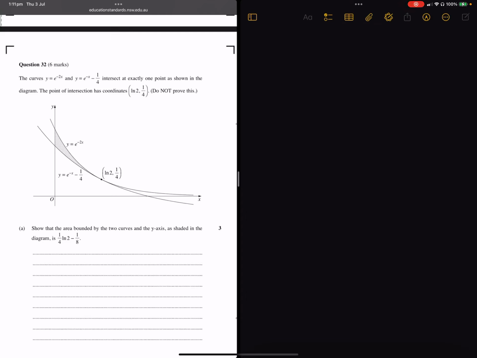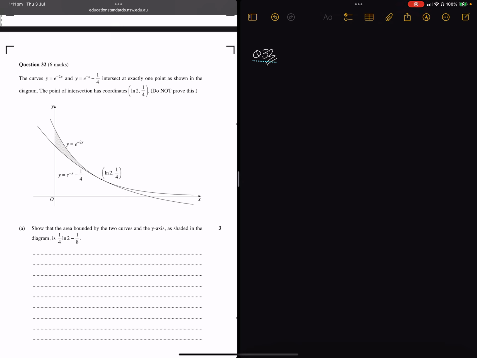All right, so we're going to have a look at another question from the 2023 HSC Advanced Maths paper. So this is question 32. So this is the last question in the paper. This is quite a complicated question in terms of the actual functions involved.